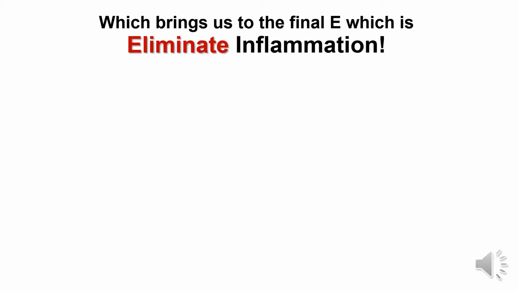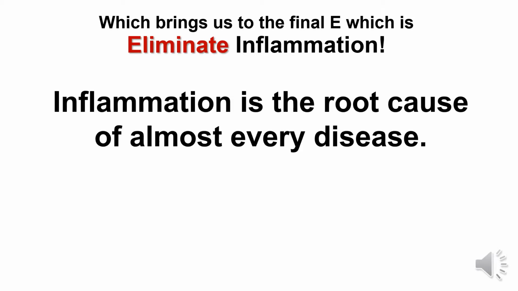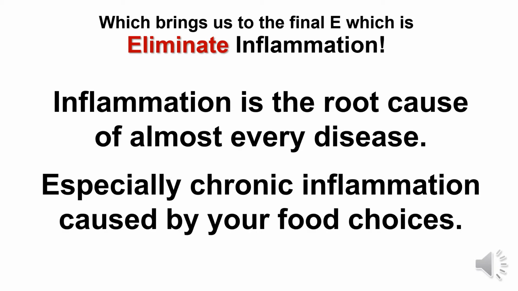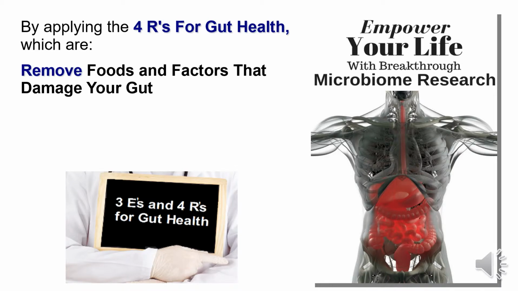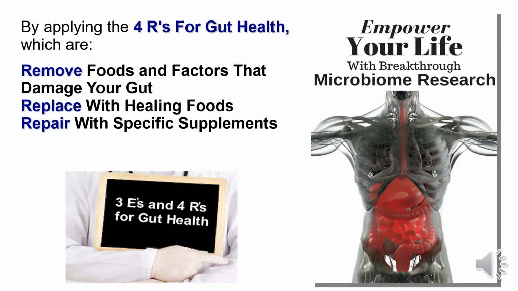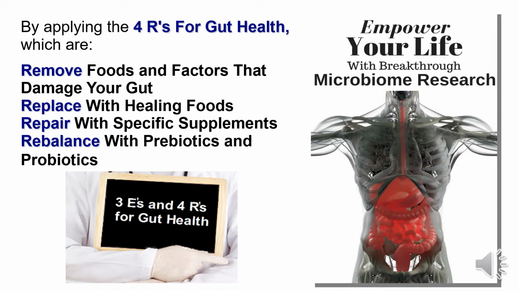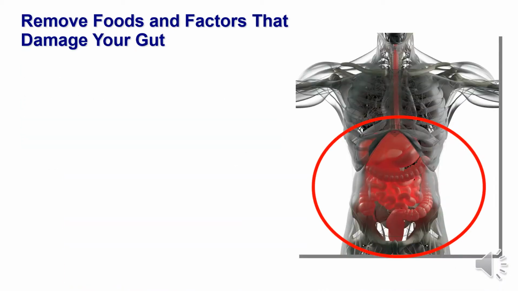Which brings us to the final E, which is eliminate inflammation. Inflammation is the root cause of almost every disease, especially chronic inflammation caused by your food choices. And the best way to address this inflammation is to apply the 4 R's of our roadmap, which are: remove food and factors that damage your gut, replace with healing foods, repair with specific supplements, and rebalance with prebiotics and probiotics.